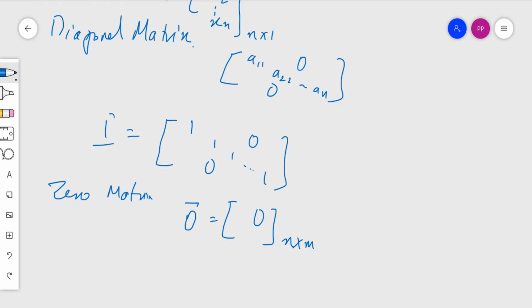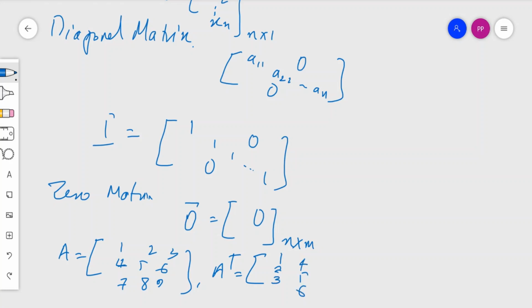If you transpose a matrix A, say A equals 1 2 3, 4 5 6, 7 8 9, it becomes, we just write the rows in the form of columns, 1 4 7, 2 5 8, 3 6 9. This is how the transposition of a matrix can be done.